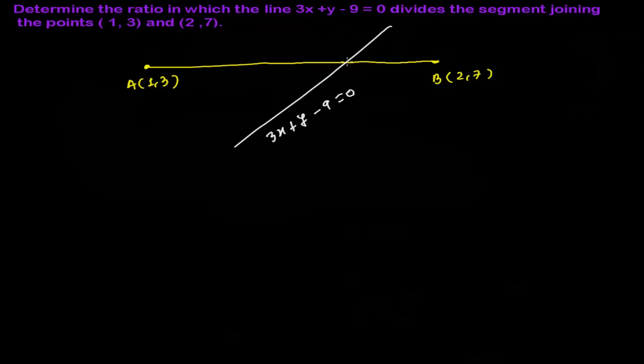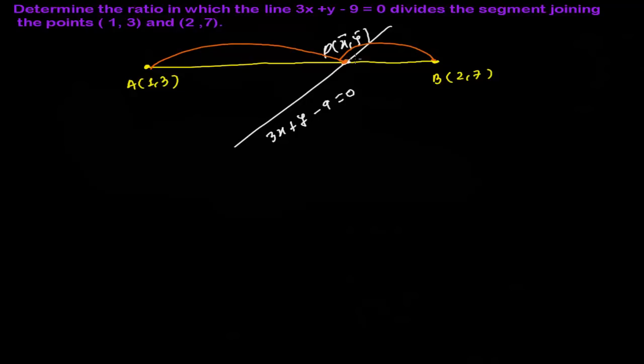Now this line is intersecting it at a point, let me say point P, whose coordinate is, suppose, (x bar, y bar). So this point P is intersecting the line AB into two pieces. One piece is AP and another piece is PB. So we need to find the ratio in which AP and PB are, or you can say how many portions we have in AP and how many in PB. We need to find that.